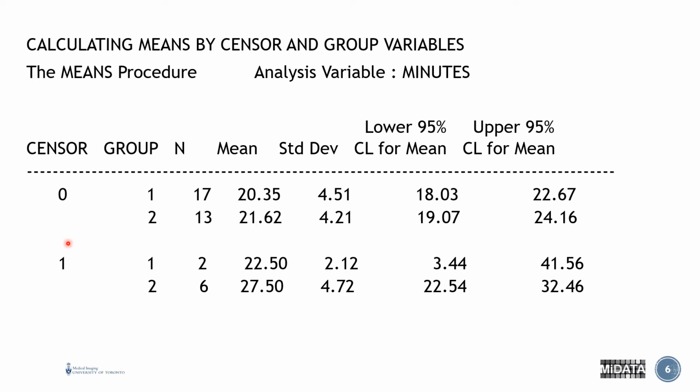However, if you look at those patients, subjects that have been censored, so meaning they're at a given moment in time, they are no longer available for measurement, you have two smaller groups. Group 1 only has two patients or subjects with a mean value of 22.5, and Group 2 has 6 subjects with a mean value of 27.5.